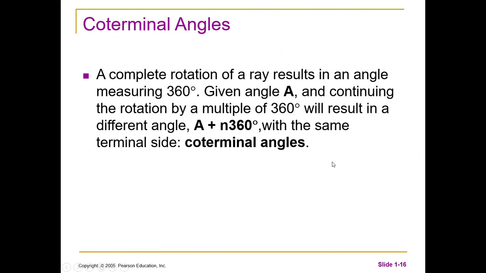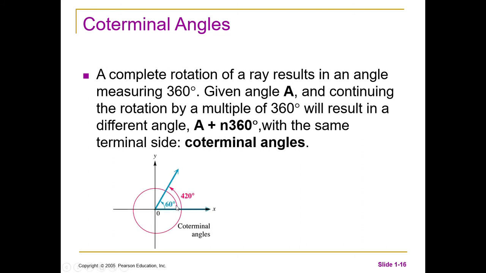Coterminal angles: a complete rotation of a ray results in an angle measuring 360 degrees. Given an angle A, continuing the rotation by a multiple of 360 degrees will result in different angles, A plus n times 360 degrees, with the same terminal side. Coterminal angles. Nakita natin yan, di ba?